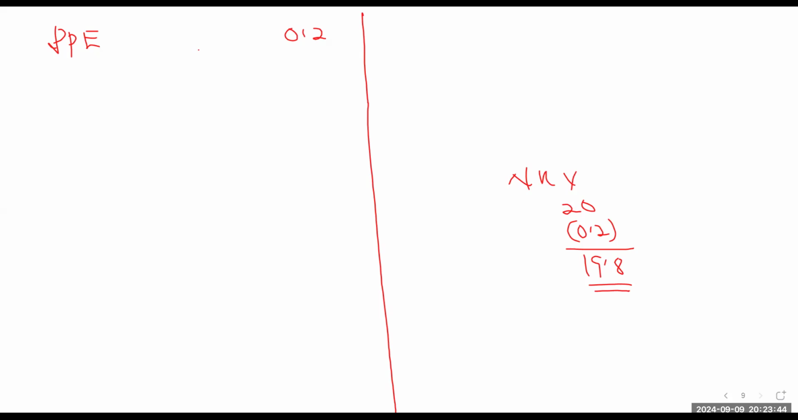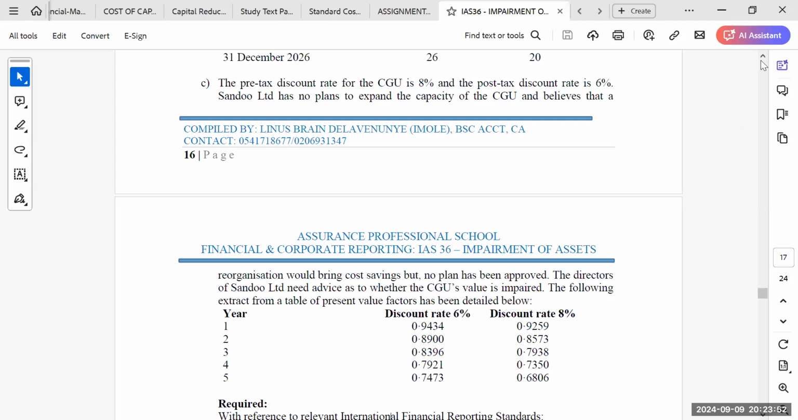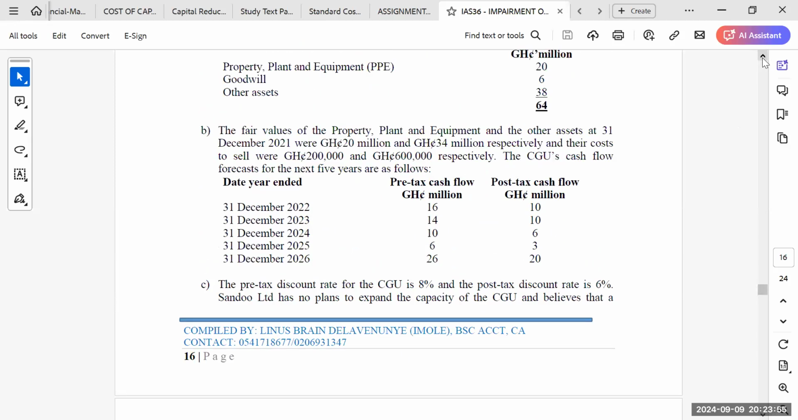So how did you arrive at the 0.2? The question, the footnote B. Read the footnote B for us. The fair value of the property, plant, and equipment and the other assets at 31 December 2021 were 20 million and 34 million respectively, and their cost to sell were 200,000 and 600,000 respectively. So the net realizable value of the property, plant, and equipment will be the fair value minus the cost to sell. That will be 19.8.